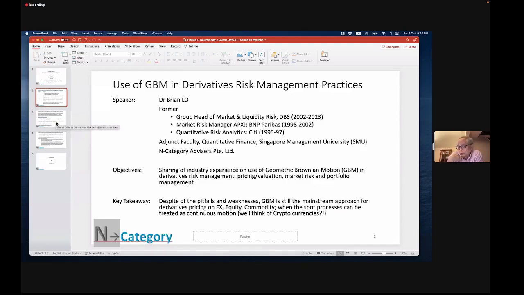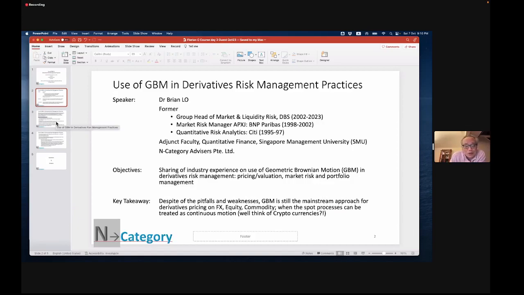For applications to spot prices in financial markets, we talk about the relative return or log returns of that process being portrayed by Brownian motion, and that's why we call it geometric Brownian motion. That's how you link it.